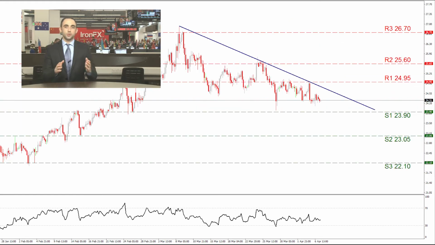We move now to silver's 4-hour chart. In our opinion, the precious metal continues to run in a downward movement, which is characterized by our descending trend line on the chart. However, the price action in the most recent sessions has been between the R1 24.95 resistance and the S1 23.90 support.